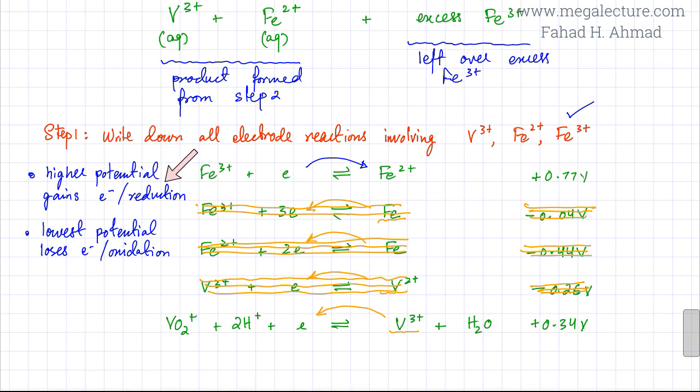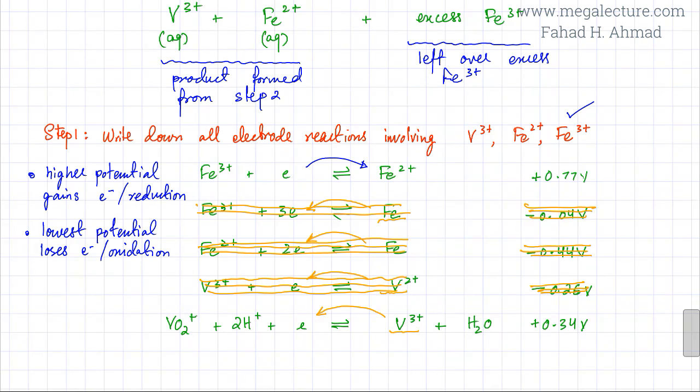So the highest potential is the one that's going to gain electrons. That was Fe3+, which had the highest tendency to gain electrons. Vice versa, you had V3+, which was the one losing electrons to form VO2+. So I'm going to pick these two reactions. I've selected the two half reactions, one for oxidation and one for reduction.